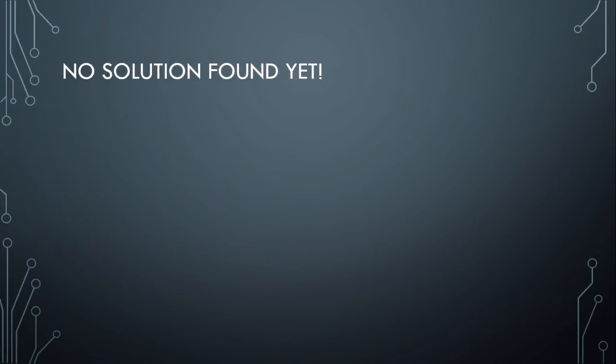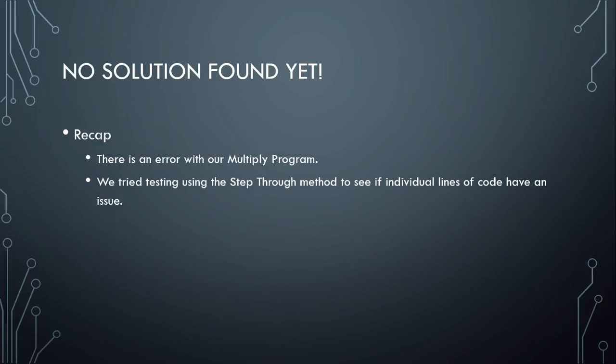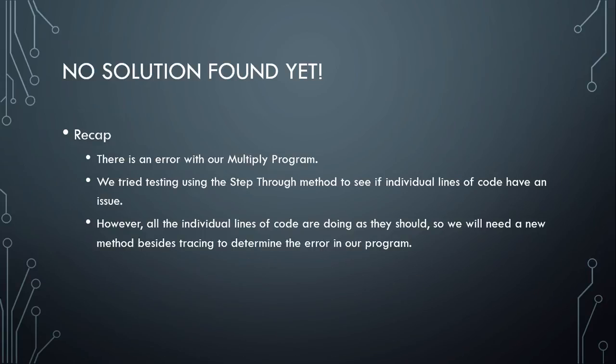Alright, at this point I'm going to stop us on our debugging prep because this is a lot of information to digest. Obviously we haven't found a solution just yet. In a quick recap, there's an error with our multiply program. We tried testing using the step-through method to see if individual lines of code have an issue. However, all the individual lines of code are doing as they should, so we're going to need a new method besides tracing to determine the error in our program.